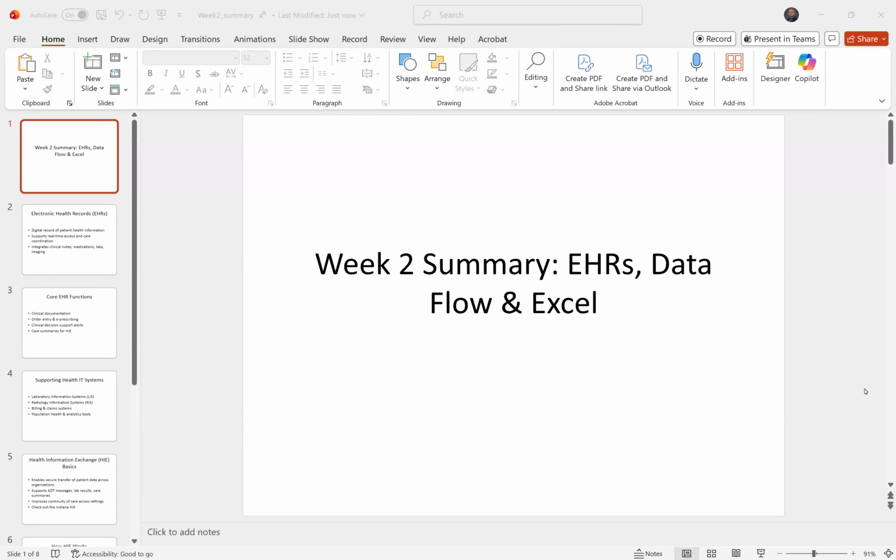The focus is on electronic health records, EHRs, data flow, and we're going to touch a little bit on Microsoft Excel. I'm not exactly sure how many of you would say you're comfortable with Excel. I think the answer is all over the place. You're going to be doing some Excel stuff in this class, which is going to be exceedingly important, not just for what you take out of this, but also for future use.